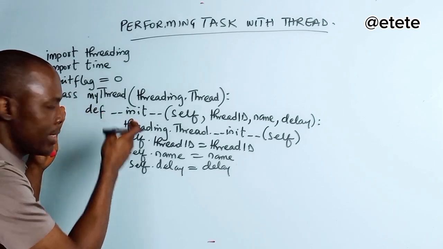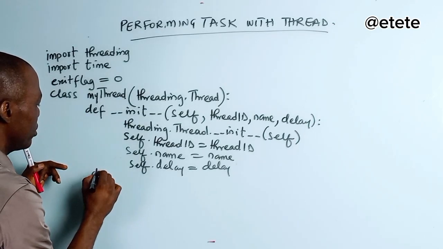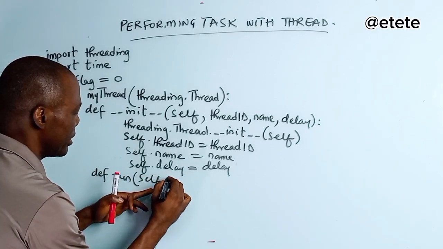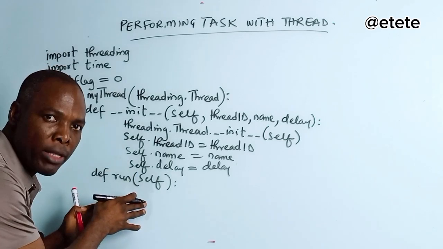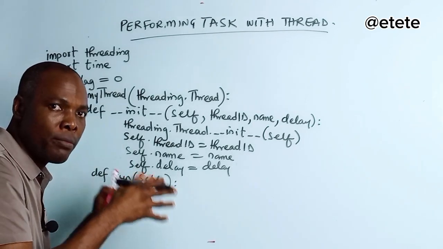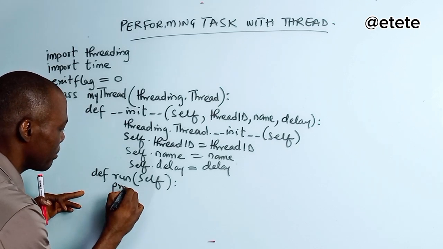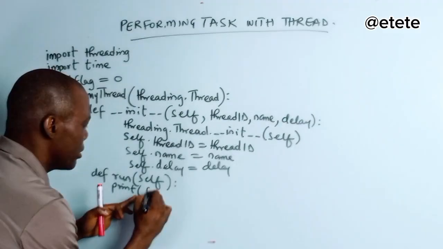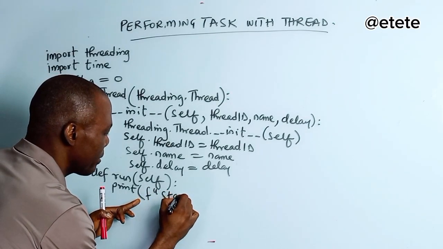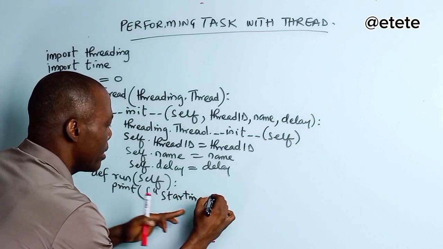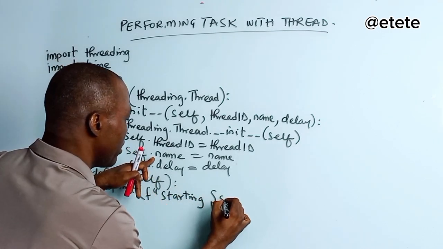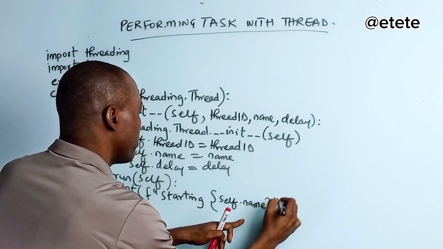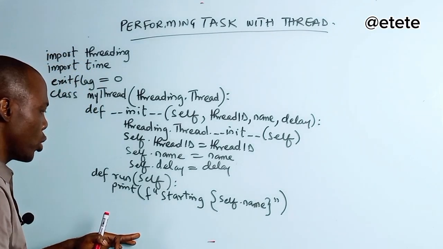Now, still inside this class, I'm going to create a run method. So def run, and then I send the instance. Inside this run method is where I want to perform the task. The first one is I'll say print, and I'm going to supply my string literal, which is f, then I will say starting, then self.name, and I'll close my string and then the parentheses.